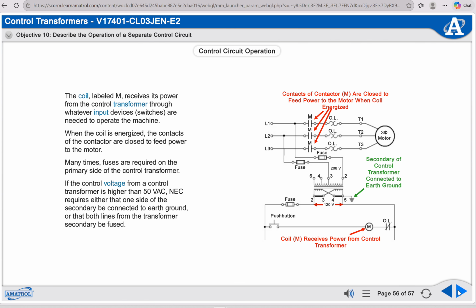If the control voltage from a control transformer is higher than 50 volts AC, NEC requires either that one side of the secondary be connected to earth ground or that both lines from the transformer secondary be fused.